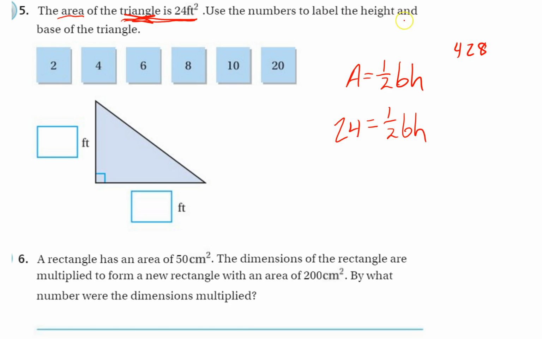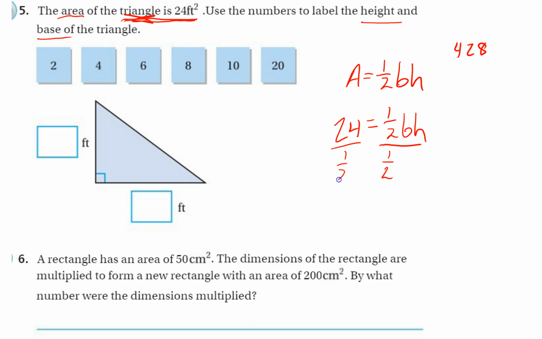Use the numbers to label the height and base of the triangle. Okay, so what could we put in these two places? Which one of these numbers could we put in these two places to get an area of 24? Well, since I'm going to be multiplying by 1/2, I need to find what two numbers I can multiply together to get twice this. Okay, because if we want to get just the B and the H, we can divide both sides by 1/2 or multiply by the reciprocal 2/1.